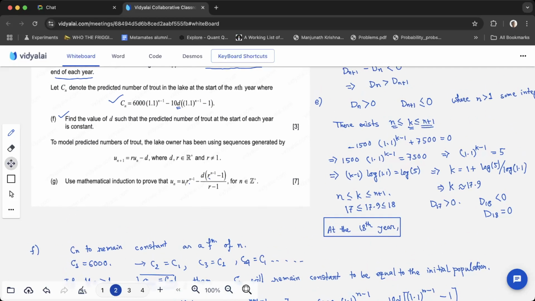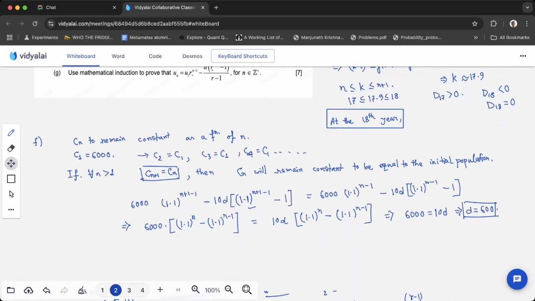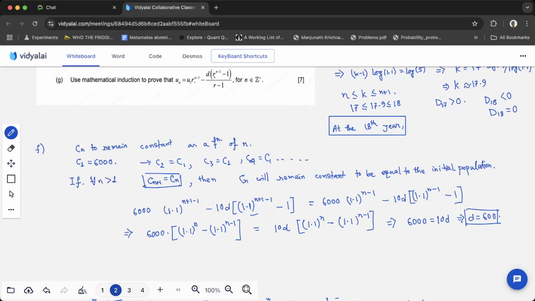That means you have to remove 600 trout fish every year. And it does make complete sense. So how is that? If you start with 6,000, by the end of the year it will increase by 10%. So it would become 6,600. How much is excess? Well, this is 6,000, the initial, plus 600. Now, if you take out 600 from that, you are left with 6,000 again. And this process will keep continuing.